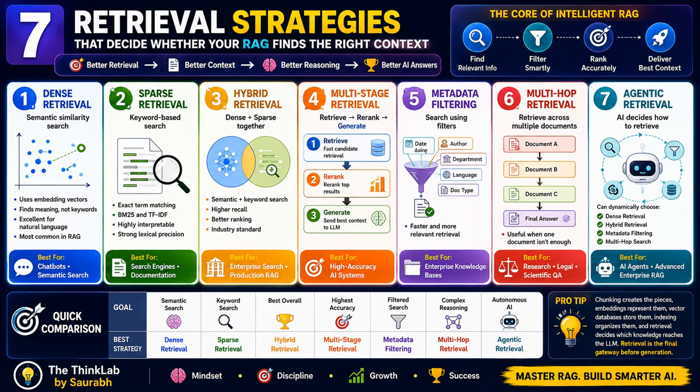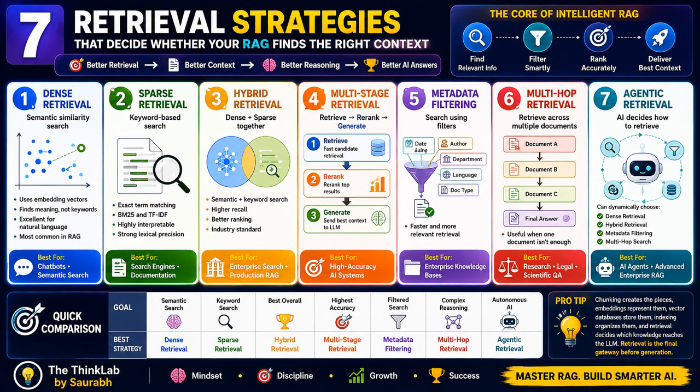So let's begin. The first question is, what is retrieval? Imagine you have 10,000 documents stored in a knowledge base, and a user asks a question. Does the LLM read all 10,000 documents? The answer is no. That would be too slow and too expensive, right? Instead, the system searches for only the most relevant documents. These relevant documents are sent to the LLM, and the LLM uses the context to generate the final answer. This entire searching process is called retrieval.